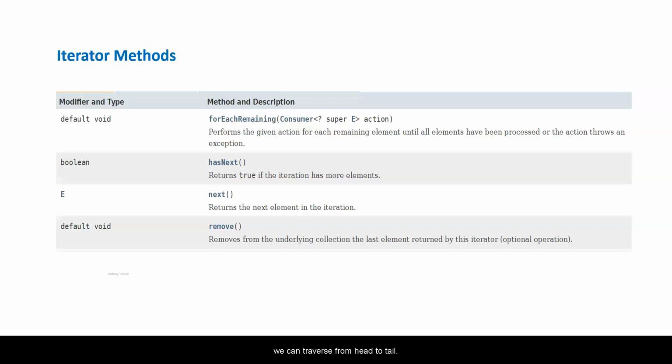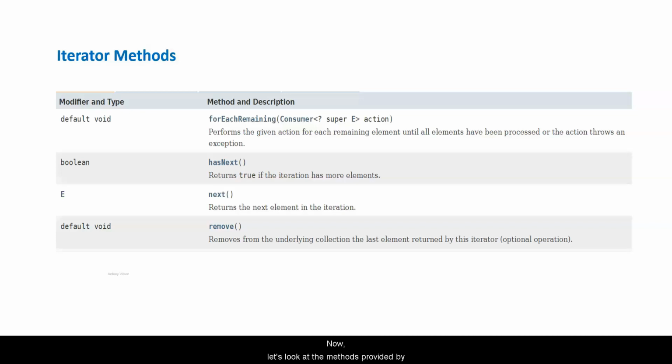Using these four methods, we can traverse from head to tail, or from the beginning of a list to the end of the list. Now, using the same four methods, can we traverse from the end of a collection to the beginning element? No, because hasNext and next are forward-centric methods and cannot be used to traverse backwardly.